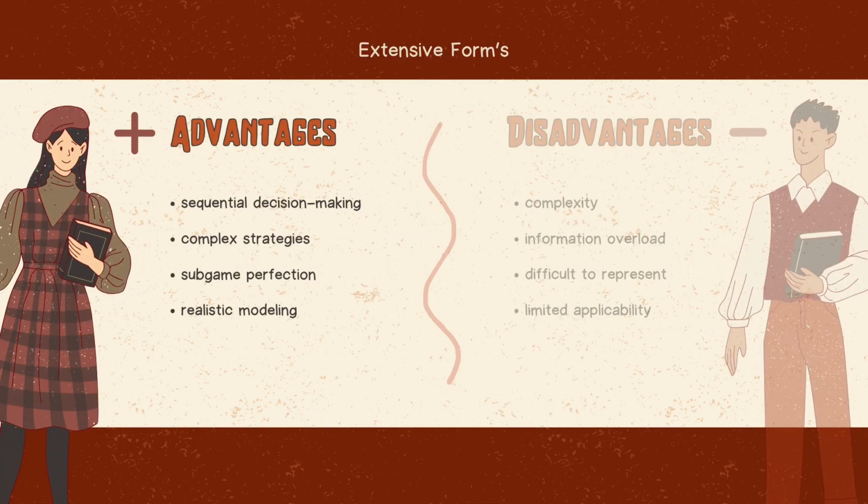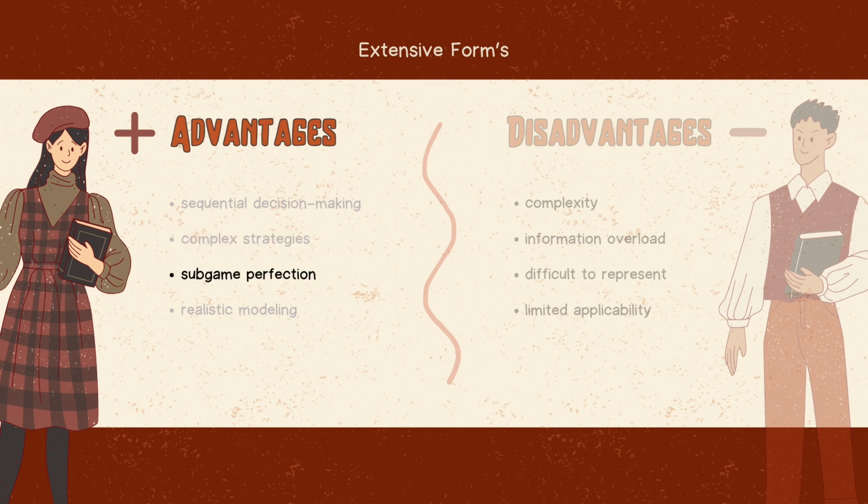Here are some advantages of extensive form. It's the representation of sequential decision-making, where players take turns to make choices. This mirrors real-life situations where actions occur in a specific order. Complex strategies. Extensive form games allow for the representation of complex strategies that involve multiple decision points. Players can anticipate future moves and adjust their strategies accordingly.